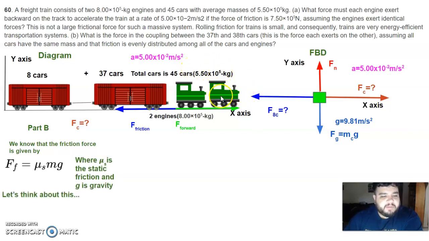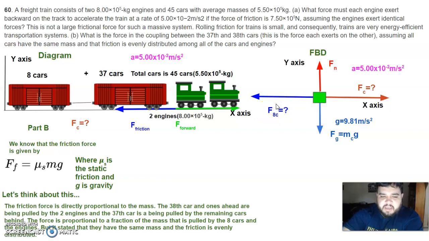And if we have all that information, let's think about this a little bit more, okay? The friction force is proportional to the mass. So the 38th car and the ones ahead are being pulled by the 2 engines, and the 37th car and the remaining cars behind are basically being dragged along by the coupling or cable or whatever it is. The force is proportional to a fraction of the mass. Even though it's all distributed evenly amongst the cars, taking a ratio is still going to work, because they said it's distributed evenly. So that's something important to think about.